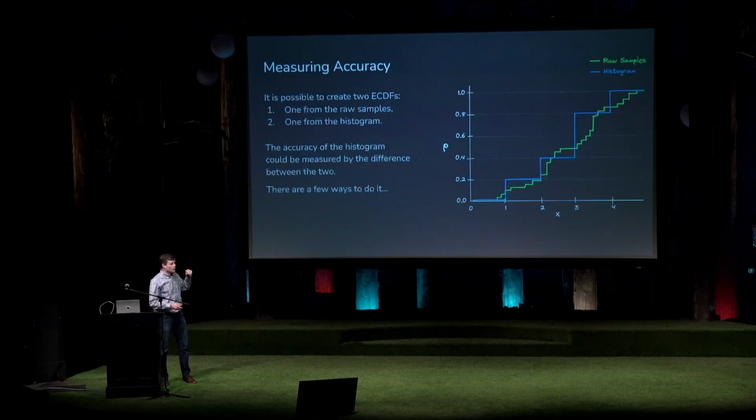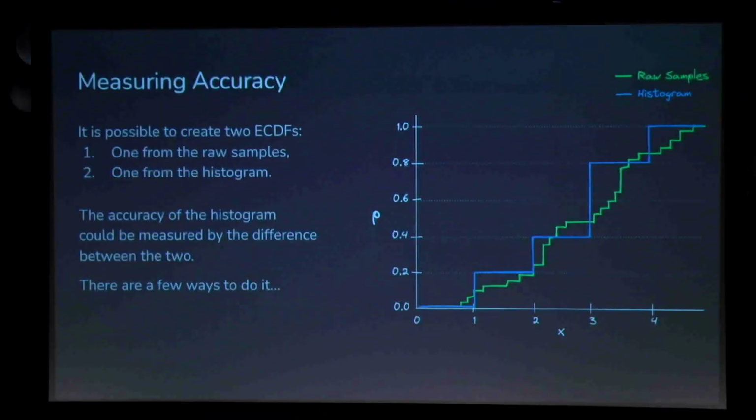Now, when we want to measure the accuracy of a histogram, here's what I'm going to do. I'm going to create two eCDFs. The first one is going to be from the raw data. Now, in a real system, that's too expensive to keep around. You can't just keep all the raw data available. But in an experimental setup, you can totally do this. So I'm going to create an eCDF from the raw samples that are collected. And then I'm going to create a second eCDF from the histogram itself. And to measure the accuracy of the histogram, I'm going to look at the difference between these two functions.